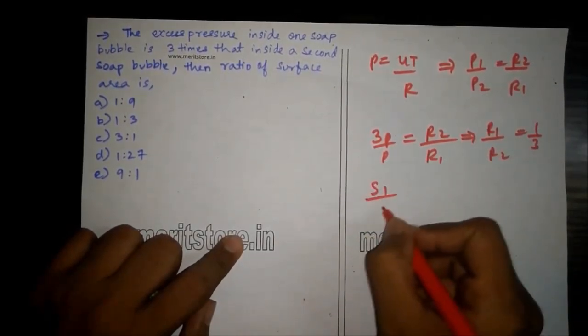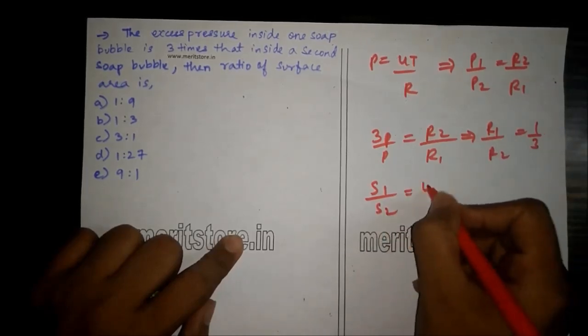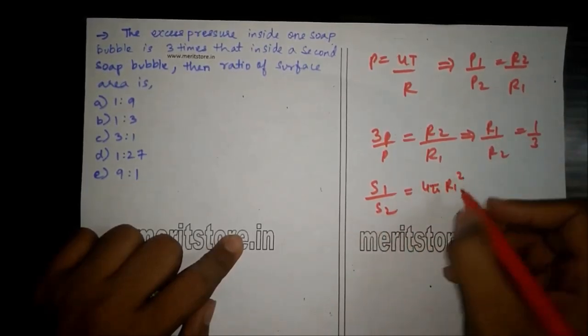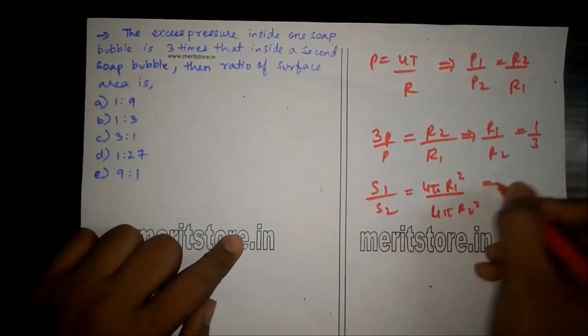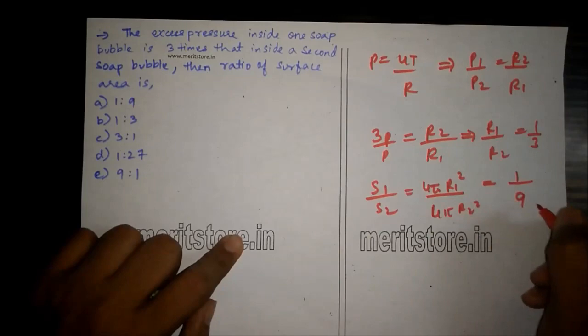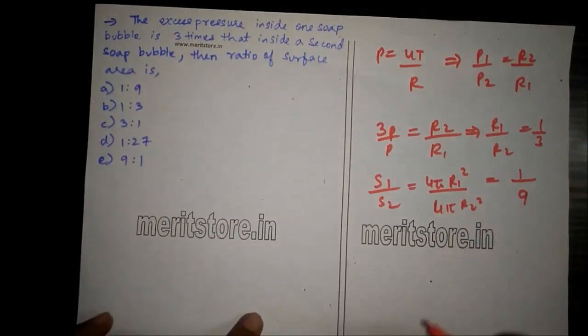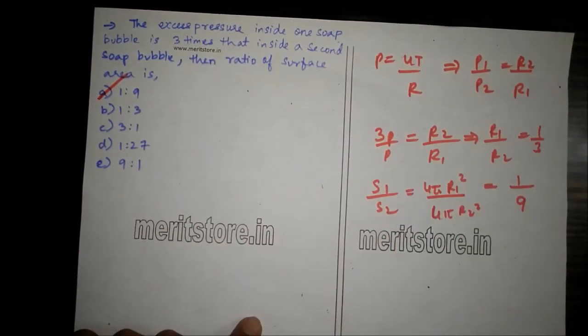Therefore, the ratio of the surface areas S1 upon S2 will be 4 pi R1 square upon 4 pi R2 square, which is 1 upon 9. Therefore, the correct answer here is 1 is to 9, which is option A.